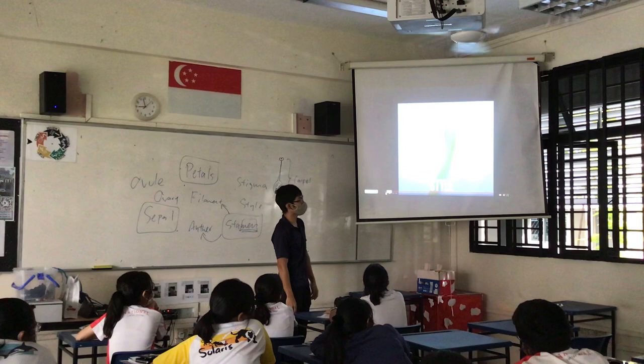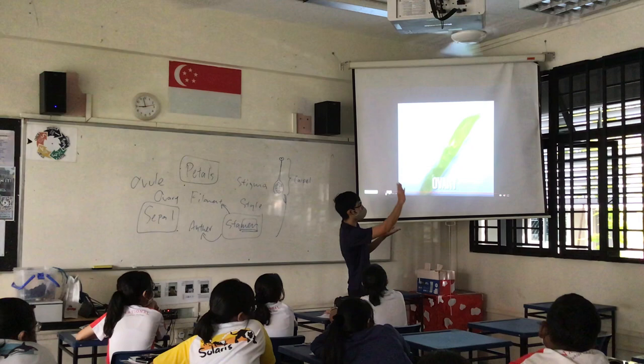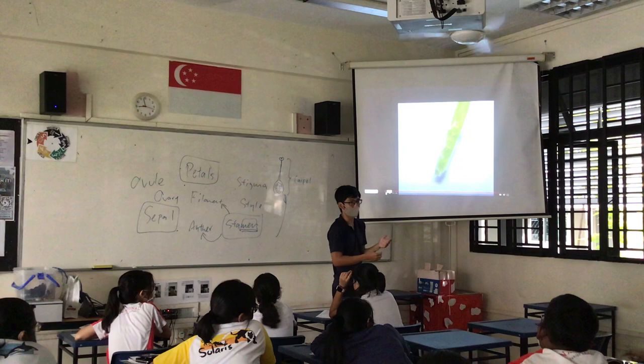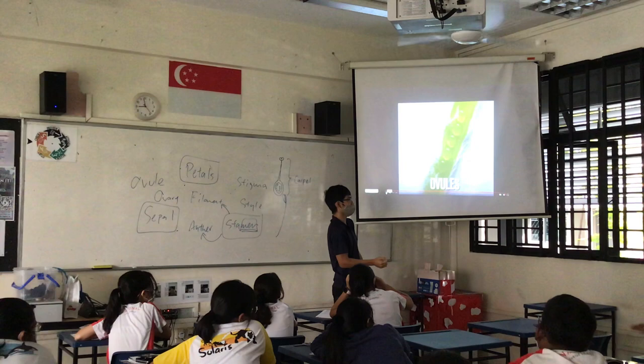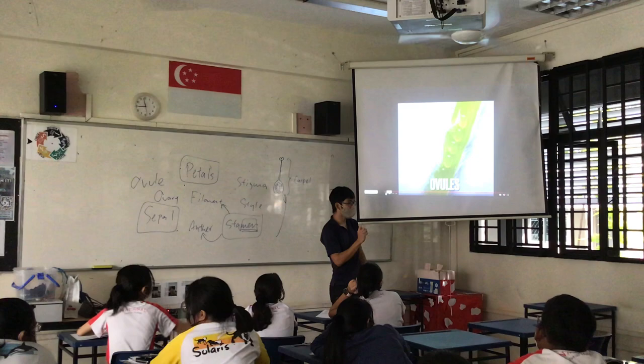Then go down to the ovary, and I actually slice open the ovary. I don't need you to do that. Inside the ovary, you can see the ovules, the eggs of the plant. Okay, you can try, but it's very hard to slice this open. Notice that there are many ovules. One flower can have many ovules, not just one.